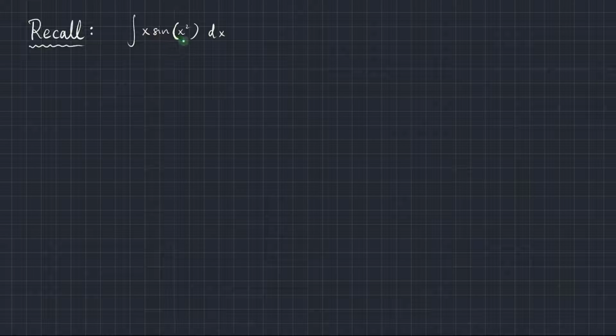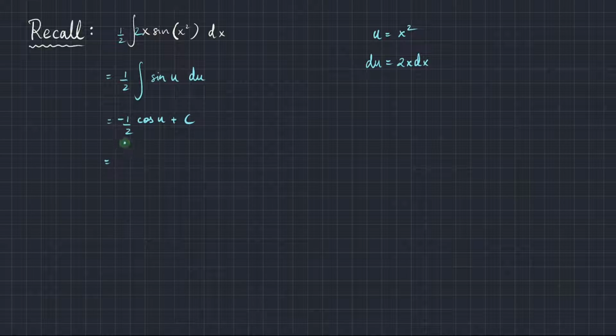Turns out it is very convenient that x is related to the derivative of x squared, which is inside the sine function. And so we can set u to be x squared, which gives us du as 2x dx. Consequently, multiplying inside by 2 and outside by 1/2, we have the integral of 1/2 times sine of u du, which can then be integrated very conveniently as negative cosine u plus c. Going back into x, we have negative half cosine of x squared plus c.